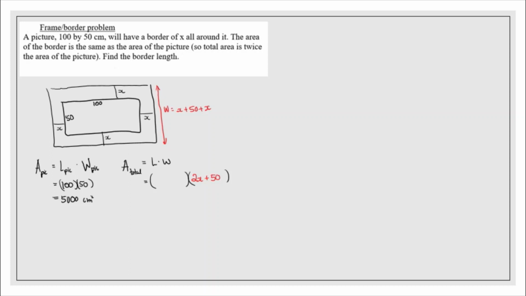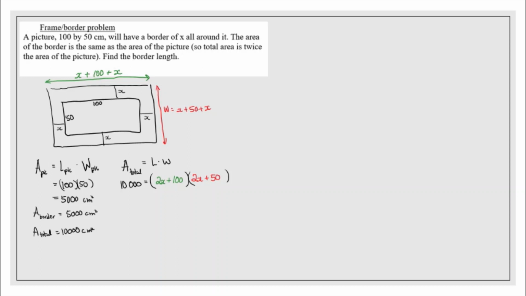So first of all, we'll start with width. Width, as you can see from the picture, is 50 plus x on either side. So that's 2x plus 50 in total. And then length is x plus 100 plus x, which is 2x plus 100 in total.